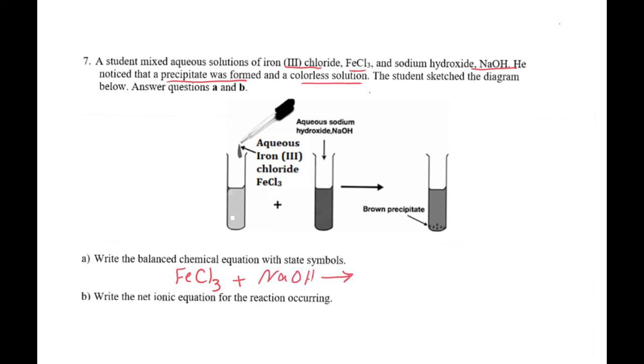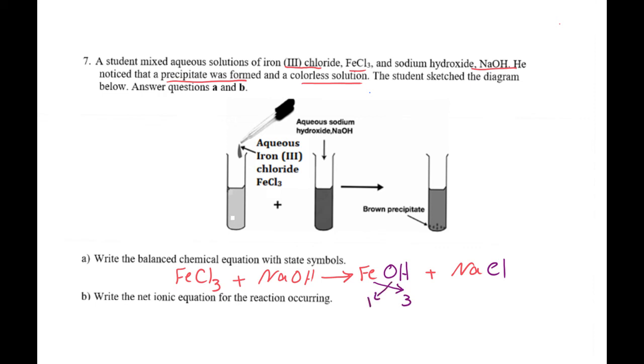What will be the answer? We said don't change the position of the positive ion, and exchange the negative ones. So Fe will take OH, Na will take Cl. You need to check for the correct formula. If it's iron 3 chloride here, then iron 3 hydroxide will be formed.